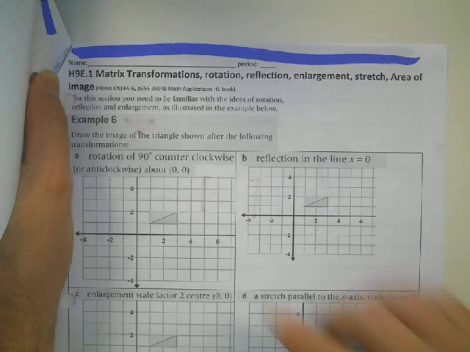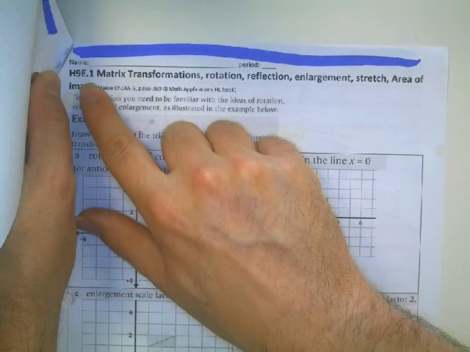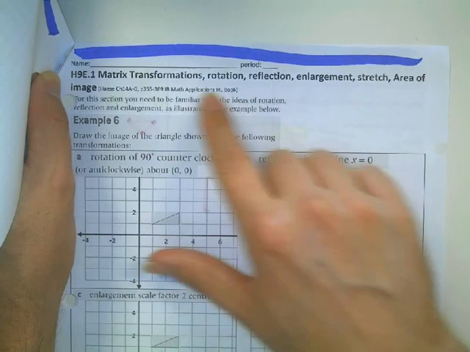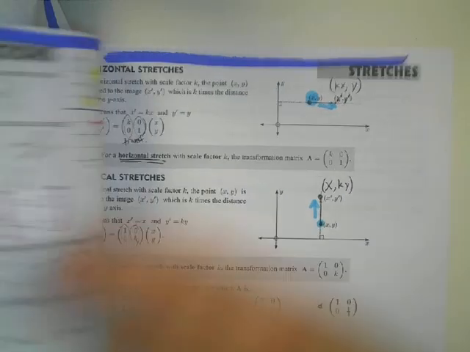Okay, now we're going to do the next part of H9E.1. We just talked about reflection and stretches and what else? And we just talked about enlargement. And so now we're going to talk about rotations and reflection on a line.